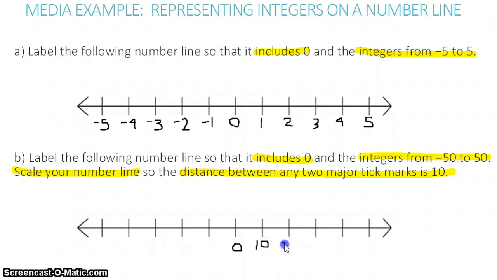So we have 10, and 10 more than 10 is 20. 10 more than 20 is 30, and so on. 40 and 50. Now we're going to move in the negative direction. So moving to the left, 10 less than 0 is -10, -20, -30, -40, and finally -50.